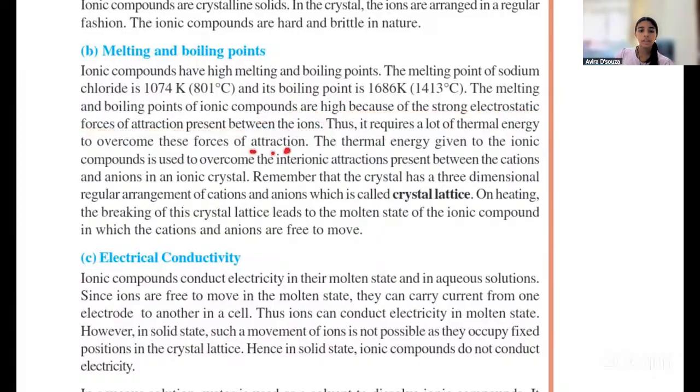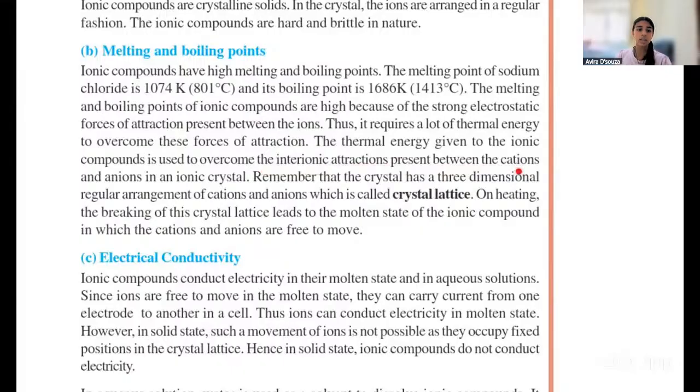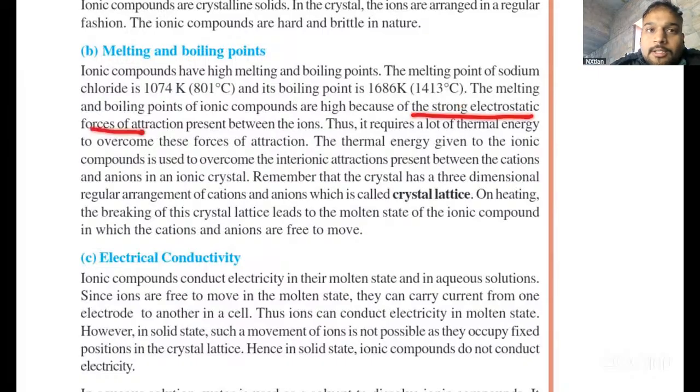The thermal energy given to the ionic compounds is used to overcome the interionic attractions present between the cations and anions in an ionic compound. So they have a very strong electrostatic force of attraction. So to break that, we require a lot of energy, because they have a good bond.